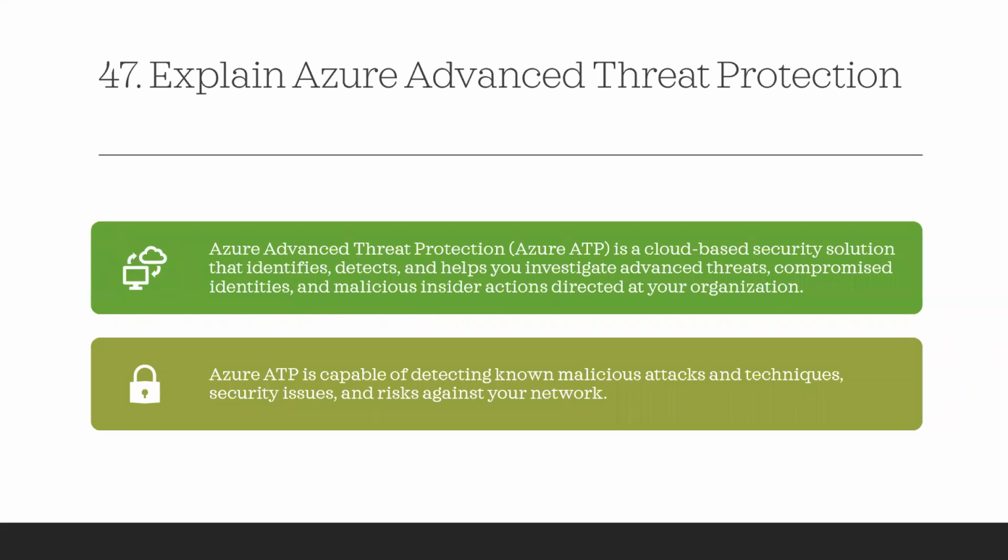Explain Azure Advanced Threat Protection. Azure Advanced Threat Protection is a cloud-based security solution that identifies, detects, and helps you investigate advanced threats, compromised identities, and malicious insider actions directed at your organization. Azure Advanced Threat Protection is capable of detecting known malicious attacks and techniques, security issues, and risks against your network.